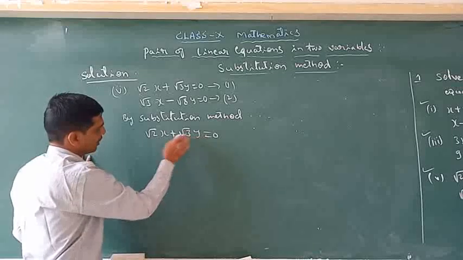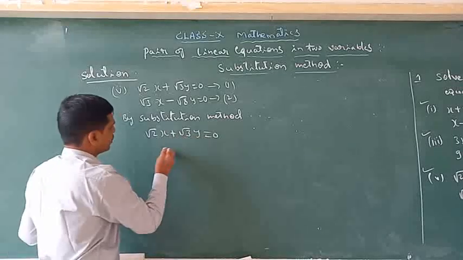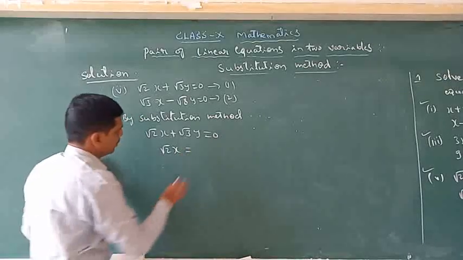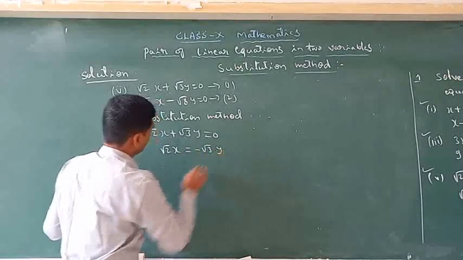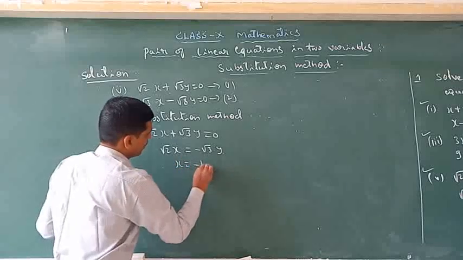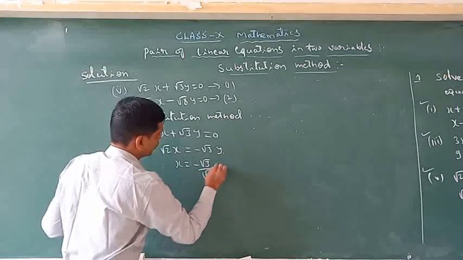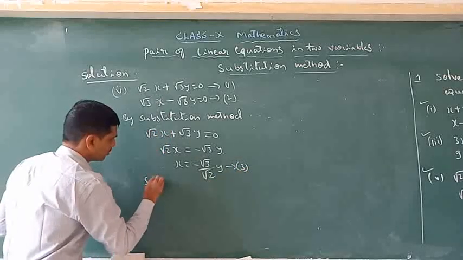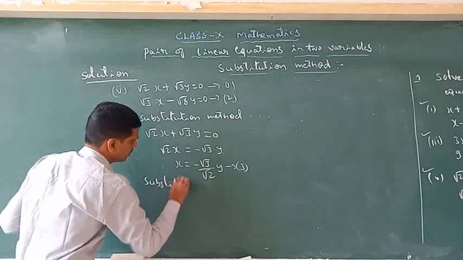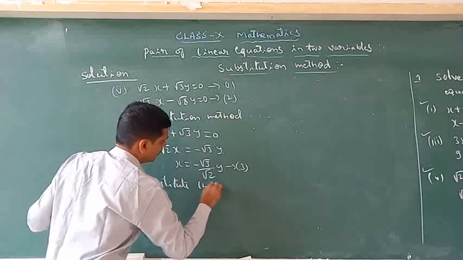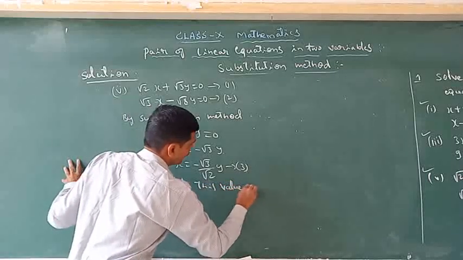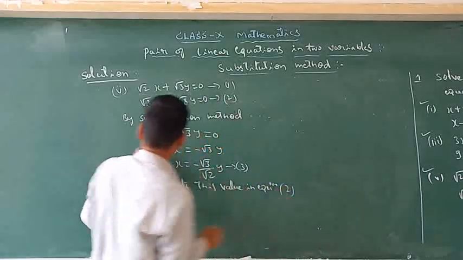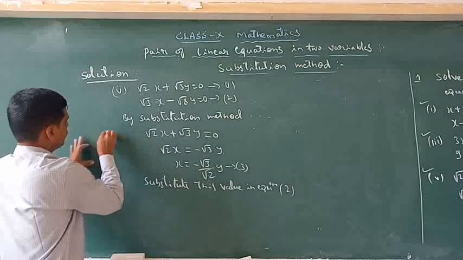Here x and y are variables, and these are the two coefficients. Root 2x keep as it is, and shift this one, it becomes minus root 3y. Otherwise x equals minus root 3 divided by root 2 into y, call it equation number 3. So substitute this value in equation number 2, because I took it from 1. In the substitution method, from 1 I took.